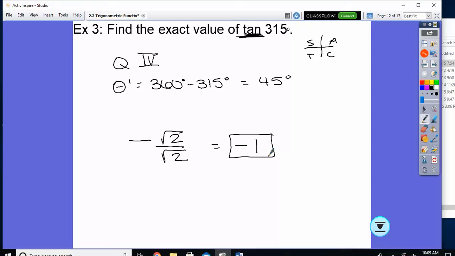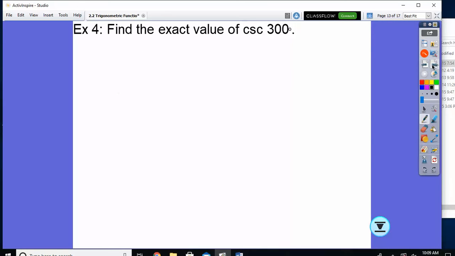Okay. You guys try, at least give me the quadrant and reference angle information. Evaluate the whole thing if you can.